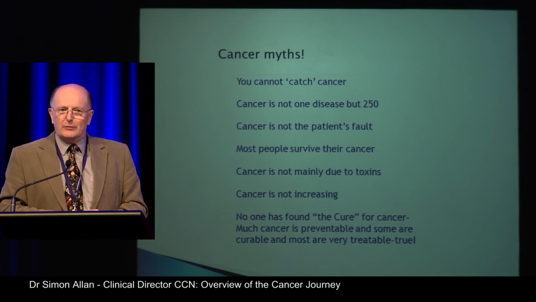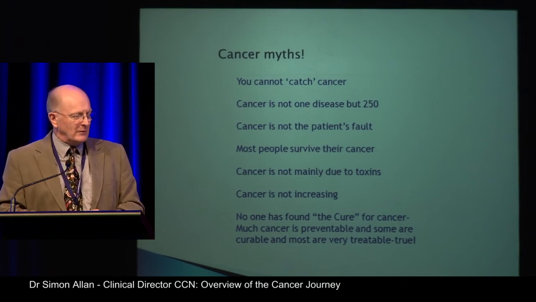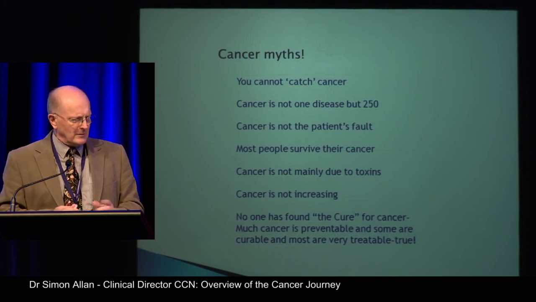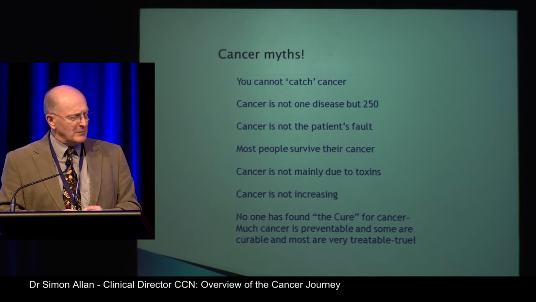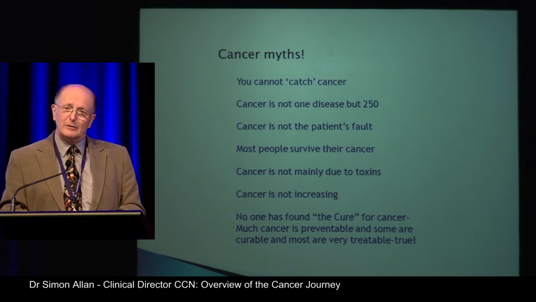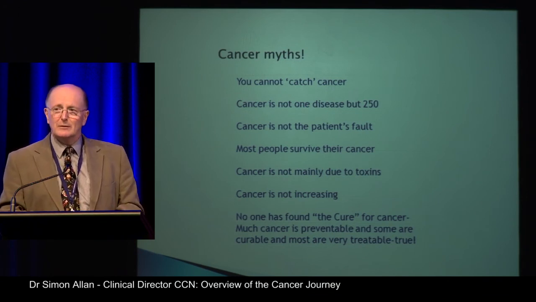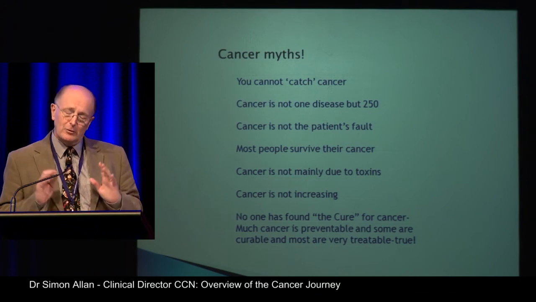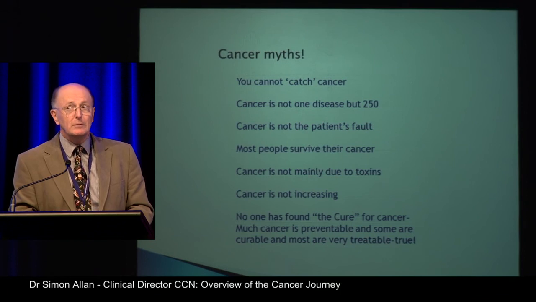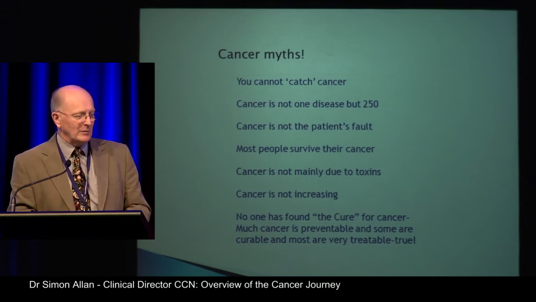And just to finish on a few myths around cancer, you don't catch cancer. Cancer is, as I said, about 250 different types. Cancer is definitely not the patient's fault. So some people will blame themselves. If they've been a cigarette smoker and they've got lung cancer, they might well blame themselves. Not all lung cancer is due to cigarette smoking. Most of it is. But again, it's not about blame.